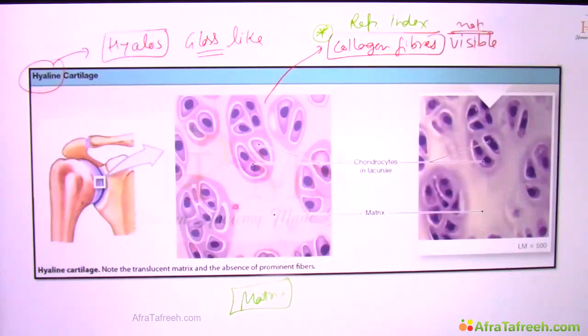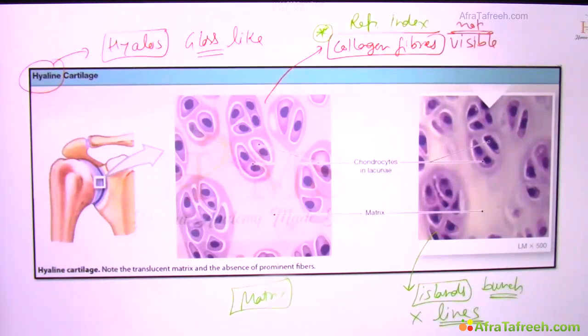There are islands of chondrocytes. What is that? Islands of chondrocytes, a bunch of chondrocytes. So there is some island or bunch of chondrocytes, and they are not making lines. They are not running in a line. Then who is running in a line? In which type of cartilage do the chondrocytes run in a line? That we'll find out, but this is hyaline cartilage.